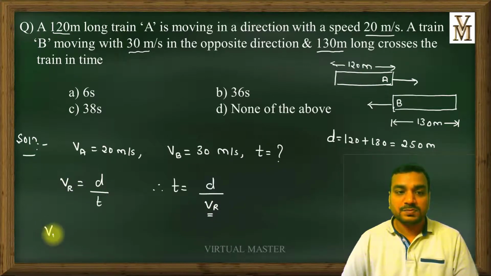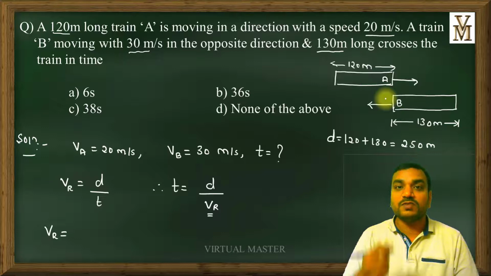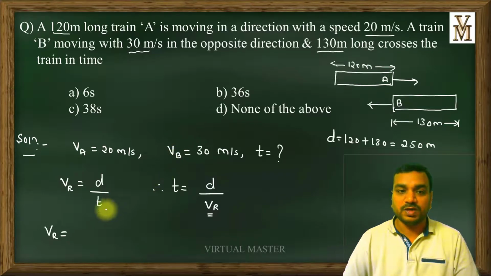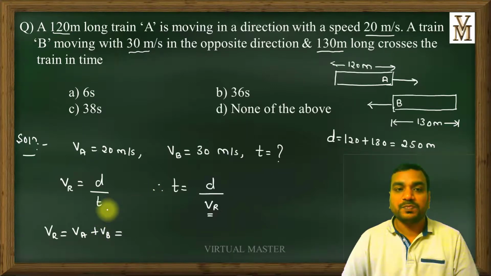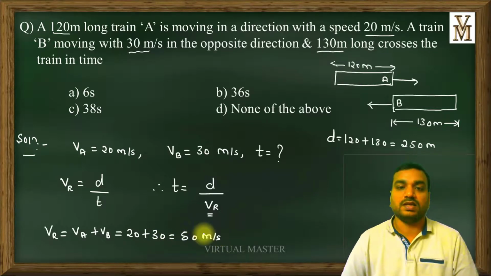Since the two trains are traveling in opposite directions to each other, the relative velocity will be equal to the sum of the velocity of train A and the velocity of train B. So VR will be equal to VA plus VB. And what is VA? It is given as 20 meters per second. VB is given as 30 meters per second. It will be equal to 50 meters per second.